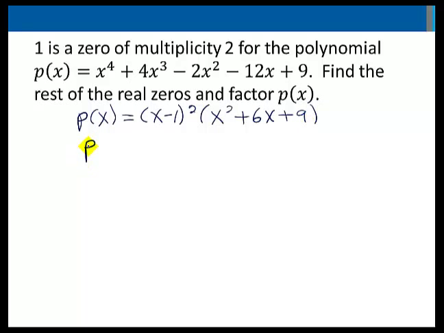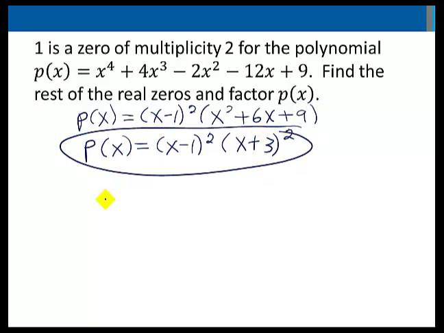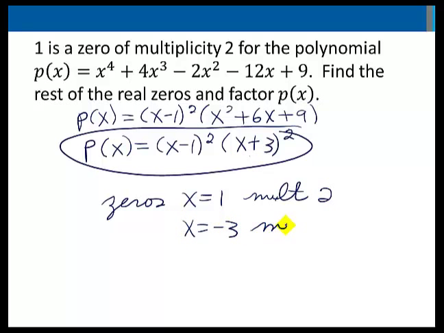X squared plus 6x plus 9 factors into x plus 3 squared. So I end up with a factored polynomial p of x equals x minus 1 squared times x plus 3 squared. And this gives me zeros of x equals 1 is a zero of multiplicity 2, as we were given in the problem. X equals negative 3 is a zero of multiplicity 2 as well.